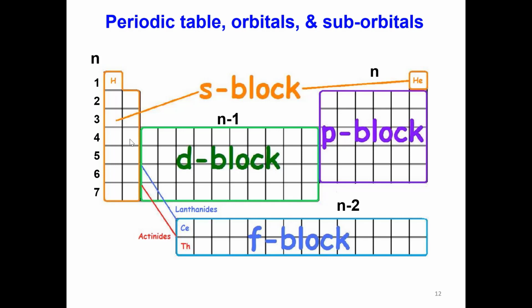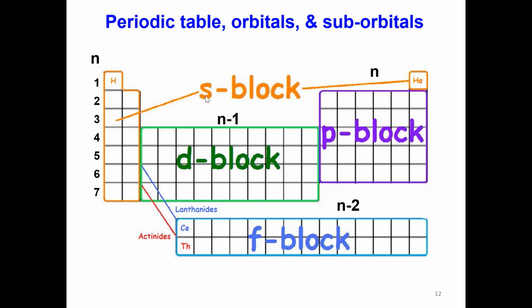Each block is associated with a subshell. And this is why we can see here this block is the S block, this is the P block, this is the D block, and this is the F block. Now let's see what happens with the orbitals.